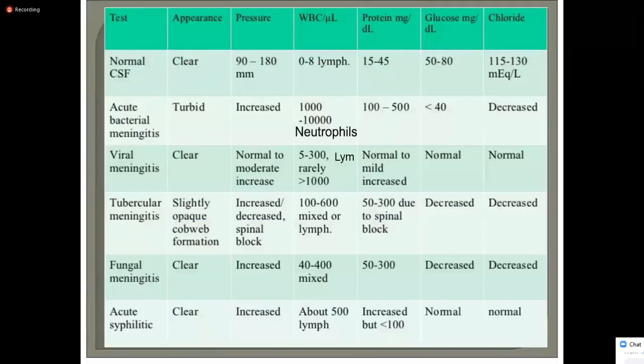So if we take this table, the same table that we mentioned last time, acute bacterial meningitis, we have mentioned this. Now viral meningitis, which is clear, with normal or moderately increased pressure, white blood cells between 5 and 300, and today we have 90, mainly mononuclear. Mononuclear means lymphocyte. Protein normal, glucose normal, and chloride is normal. So most probably this is viral or aseptic meningitis. And I have explained the others to you, so you should be aware of them also.